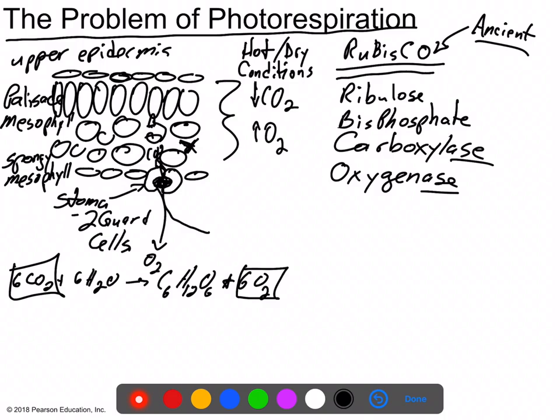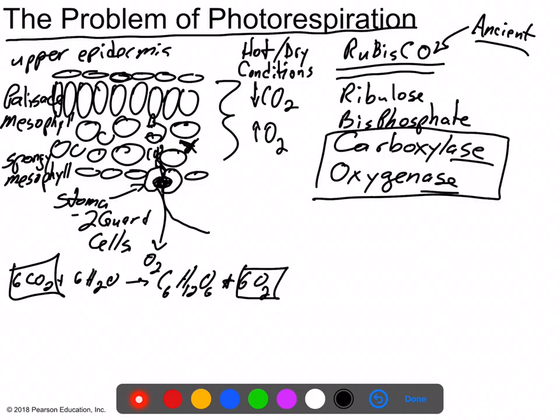Think like old software versions, 1.0 versions, as opposed to the more refined versions of software, version 8.0, 10.0, whatever. Rubisco is an ancient enzyme, and it's got several issues. The most important issue is that it cannot tell the difference between CO2 and oxygen.